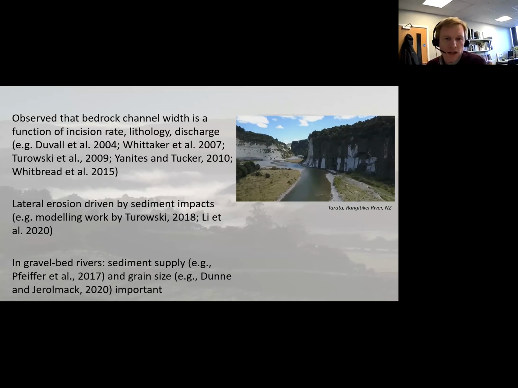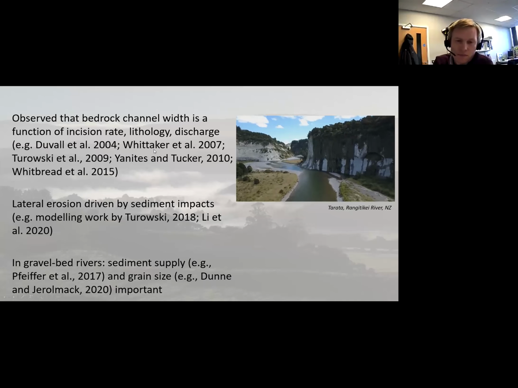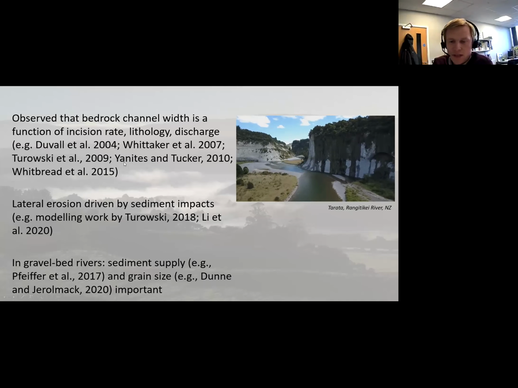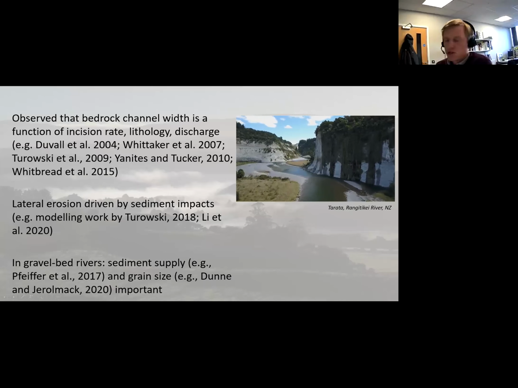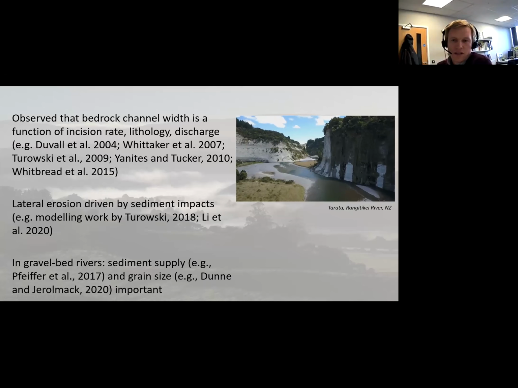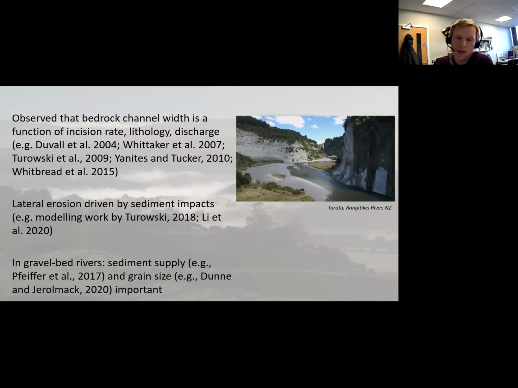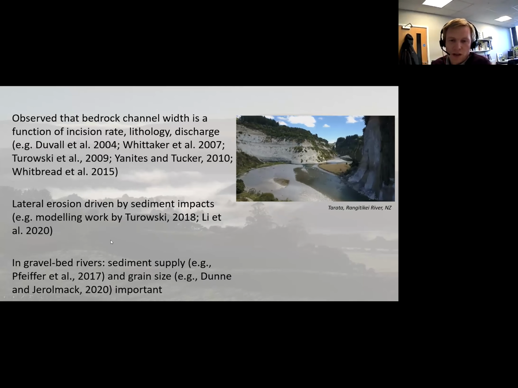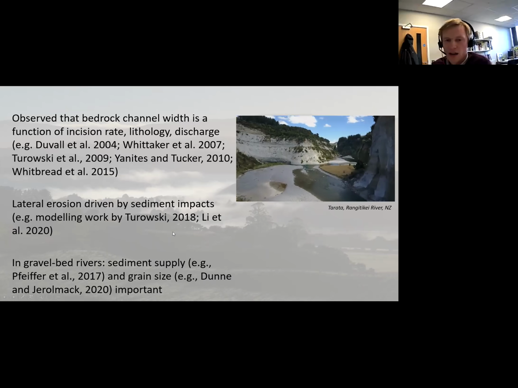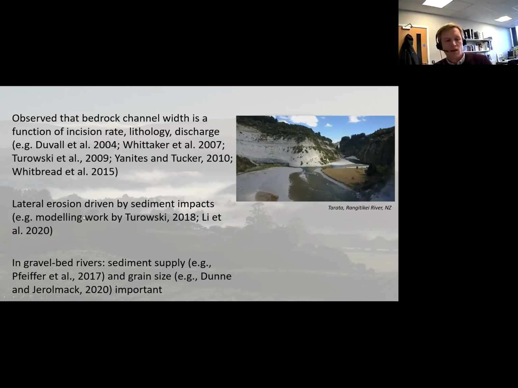Bedrock channel width has been shown in a number of papers. It's not a complete reference of important papers on this topic; there's loads more, I just picked out some key ones. But we know that bedrock channel width is a function of different parameters. So incision rate's important, the type of lithology, discharge. Recent modelling work by Jens Turowski and Ting and Lee has looked at nice work of bedload moving through bedrock channels impacting lateral erosion. And then in gravel bed rivers, sediment supply and grain size is also important.